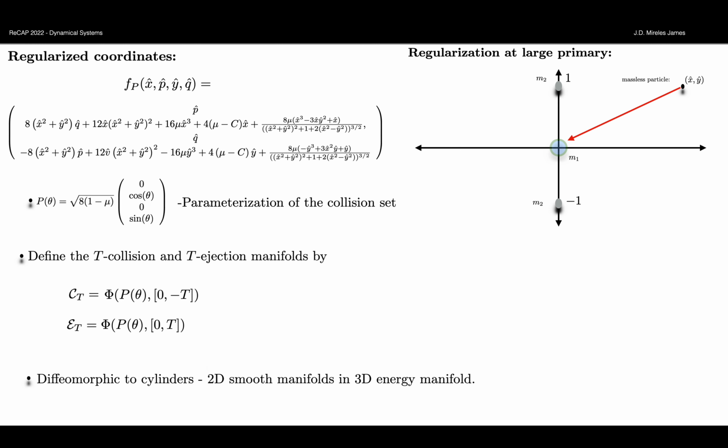So these are cylinders. You can think of them as 2D manifolds in a 3D energy level. Okay, so if you think of the phase space as being three-dimensional, a pair of two-dimensional manifolds can intersect transversely in this 3D level set. Okay, so those are the things we're interested in: ejections from one primary that collide with another primary. But it's very nice that we can think of these as transverse intersections of some manifolds.